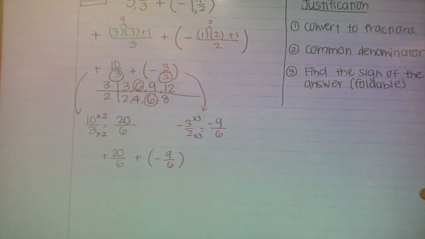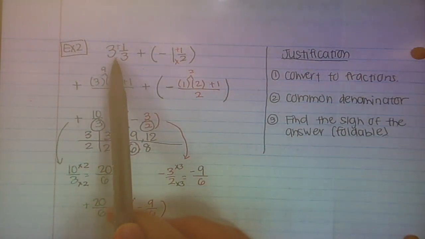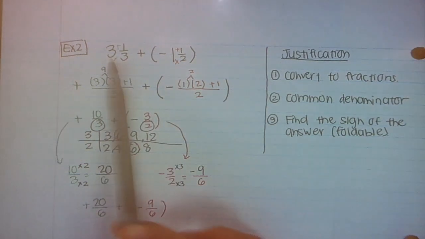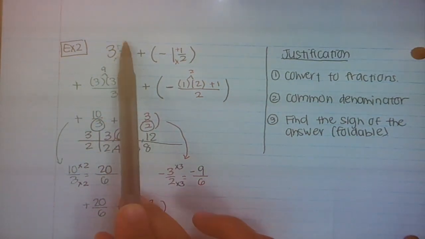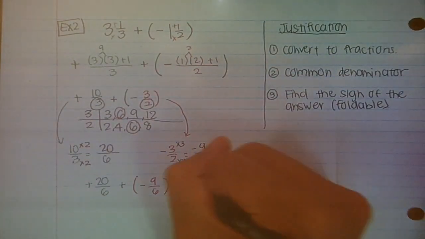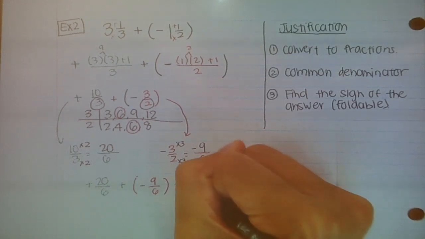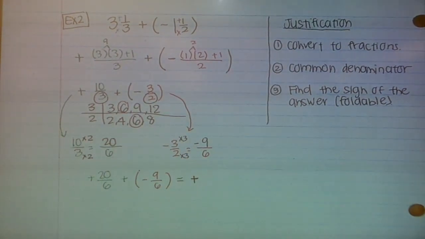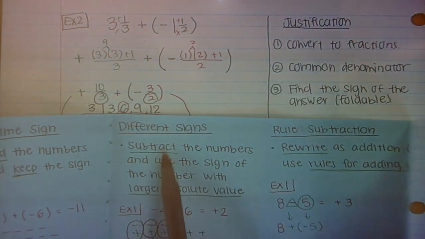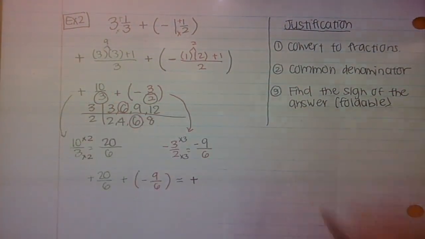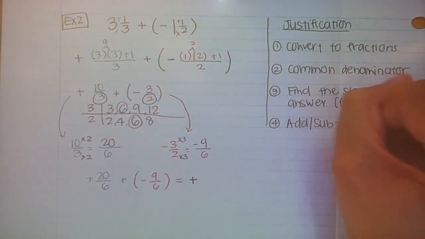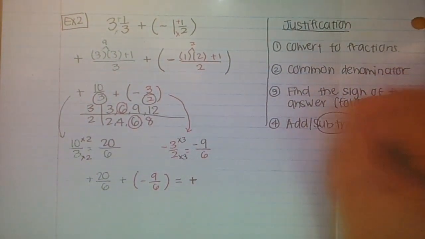So I'm looking at the original. I had 3 1/3 positive, 1 1/2 negative. So I know my answer is going to be positive because 3 1/3 is further away from 0. So my answer is going to be something positive. Then my rule tells me to subtract the numbers. So I'm going to take step 4, add or subtract. It tells me to subtract. So I circle subtract.